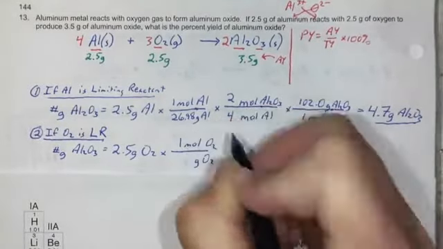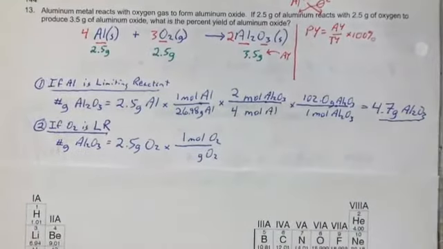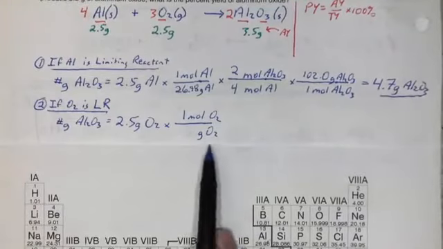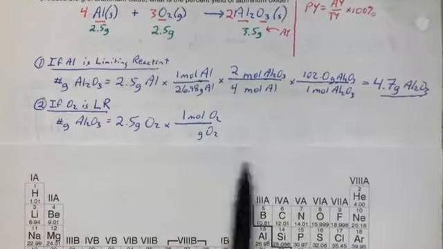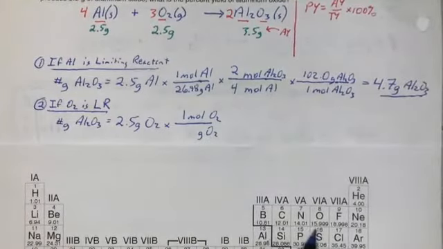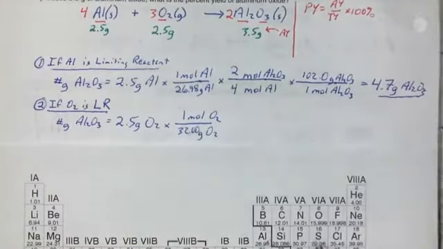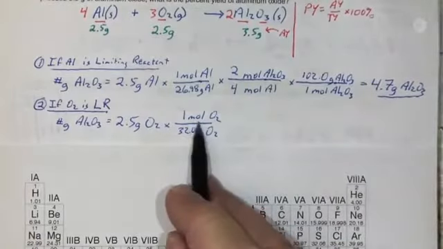Now, what is the molar mass of oxygen gas? And here's where you have to be careful. Remember, there are 2 oxygens per molecule. And so the molar mass is not 16. The molar mass is 32. 32.00 to 4 significant figures. So that gets it into moles of oxygen.